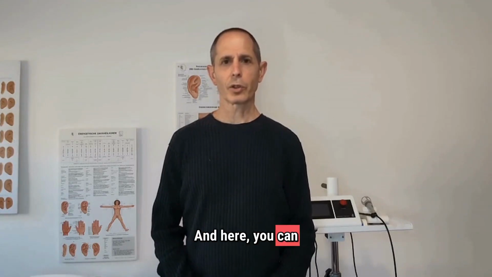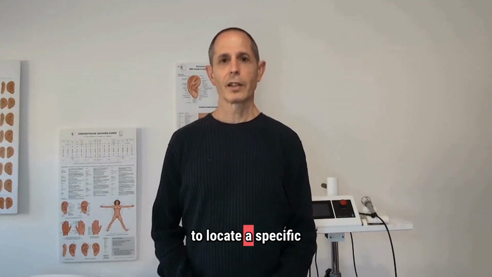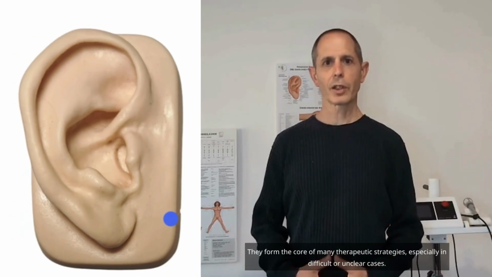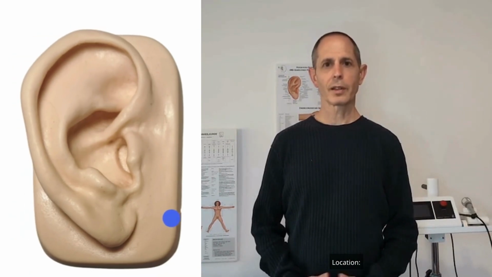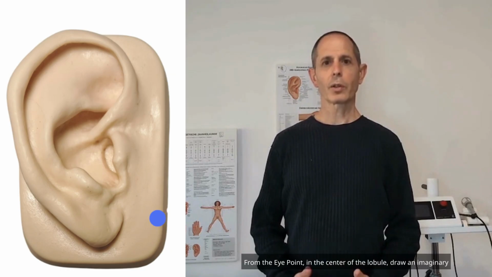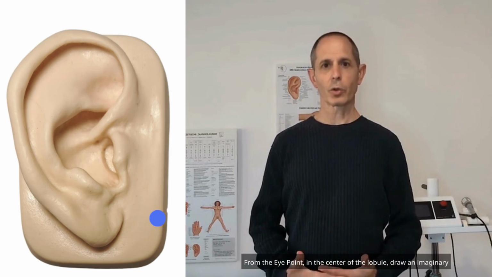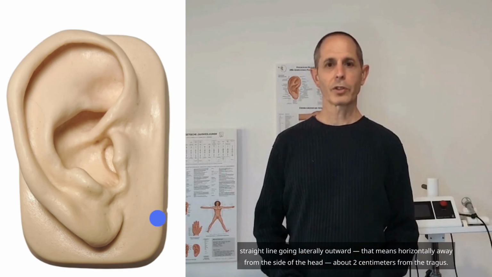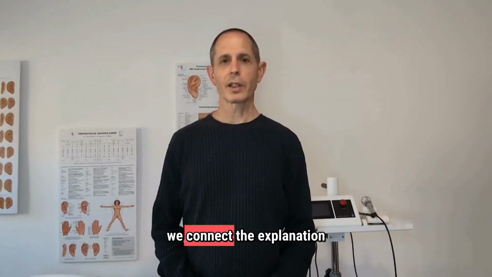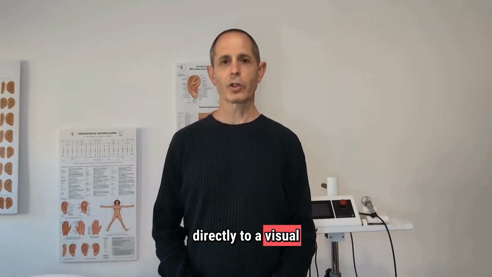And here you can see me demonstrating how to locate a specific point. Self-heal point. Location: from the eye point in the center of the lobule, draw an imaginary straight line going laterally outward. That means horizontally away from the side of the head, about 2 centimeters from the tragus. This is the location of the self-heal point. Notice how we connect the explanation directly to a visual example.